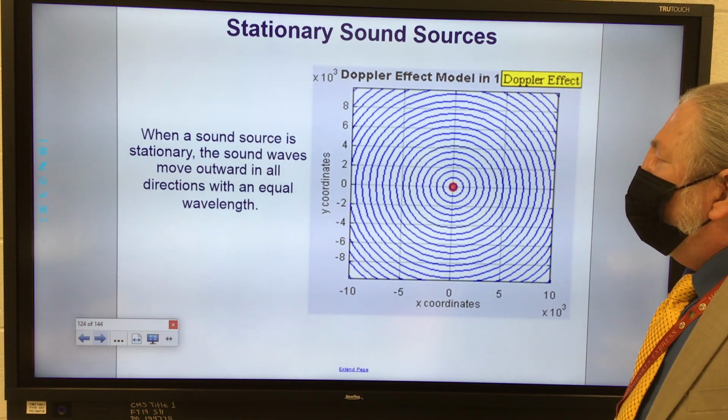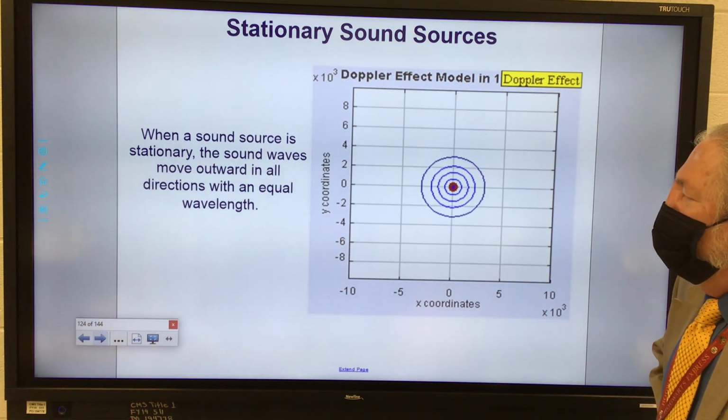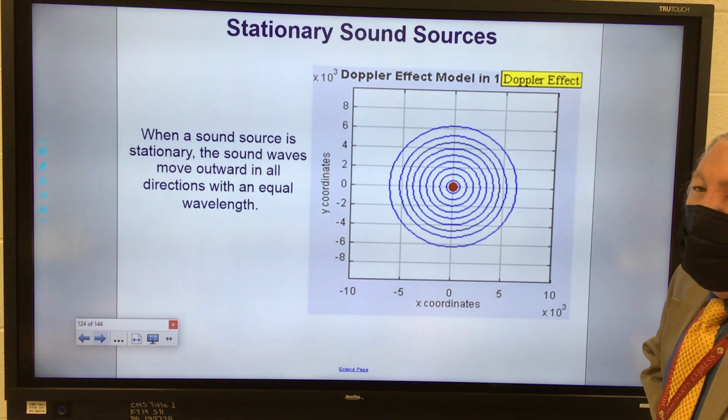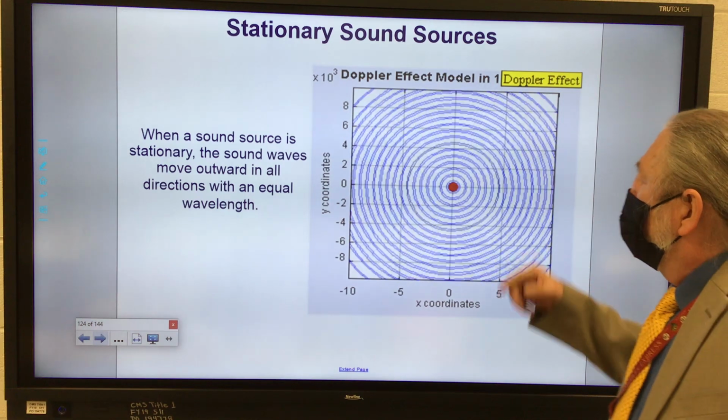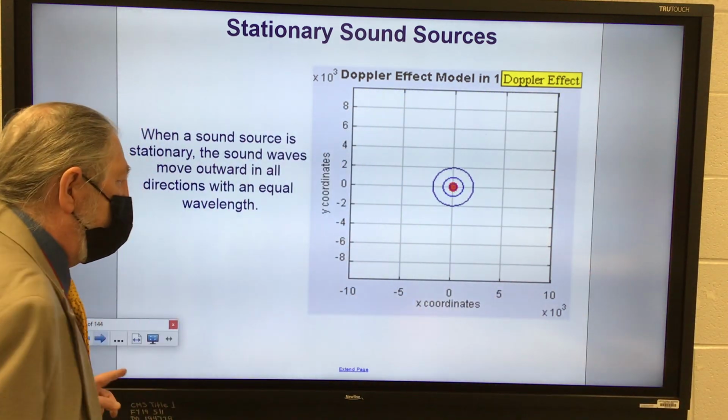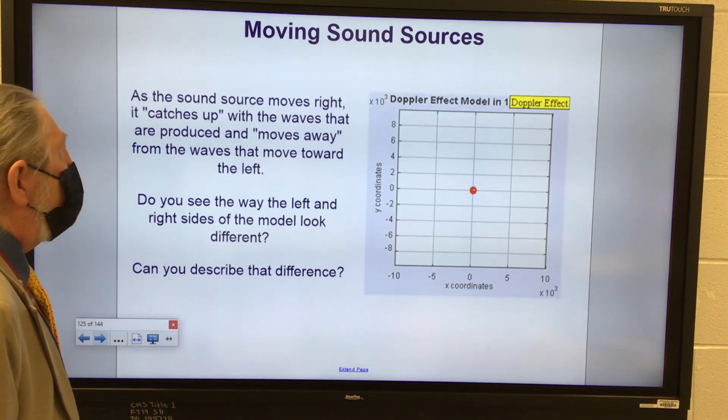So when a sound source is stationary, the sound waves move outward in all directions with an equal wavelength. And you see that right here. They're all the same size waves. Got the idea? Okay. There's going to be a question here shortly.